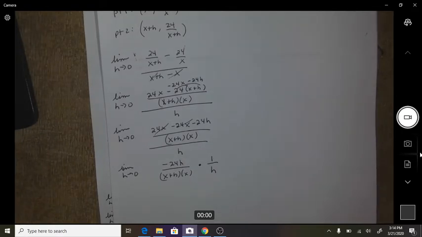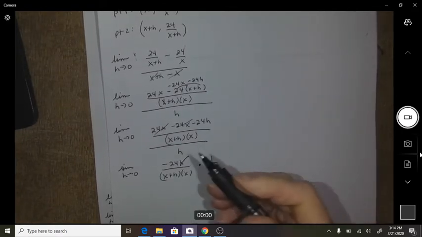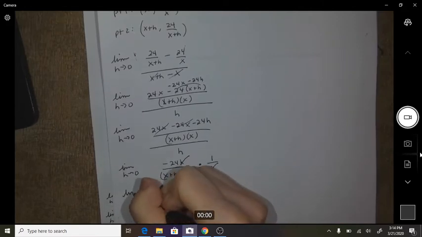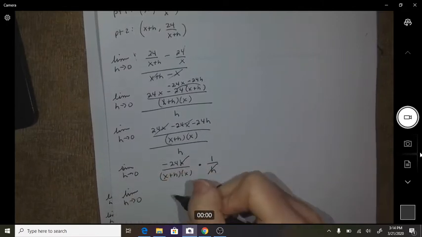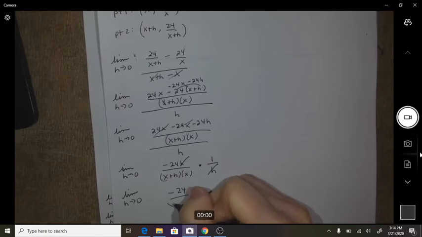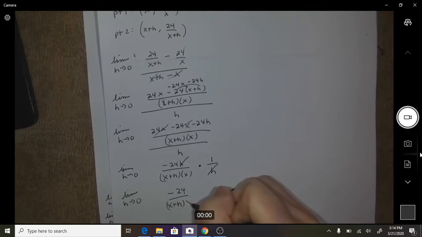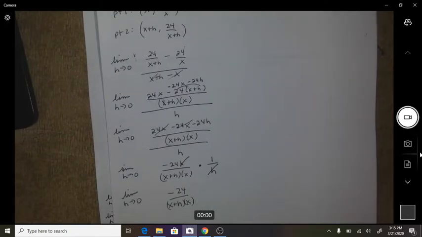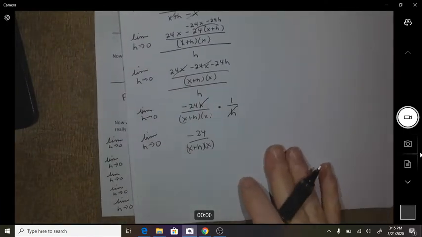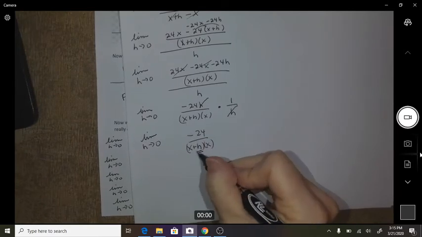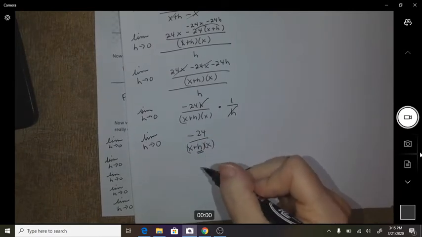Okay, so now I can cancel those h's off. The limit as h approaches 0 of negative 24 over x plus h times x. And I am ready to insert my 0. Okay, so if this is 0, the bottom would become x squared.